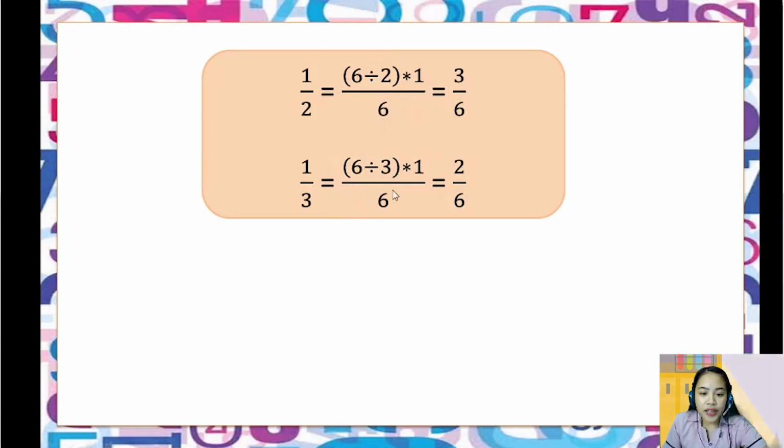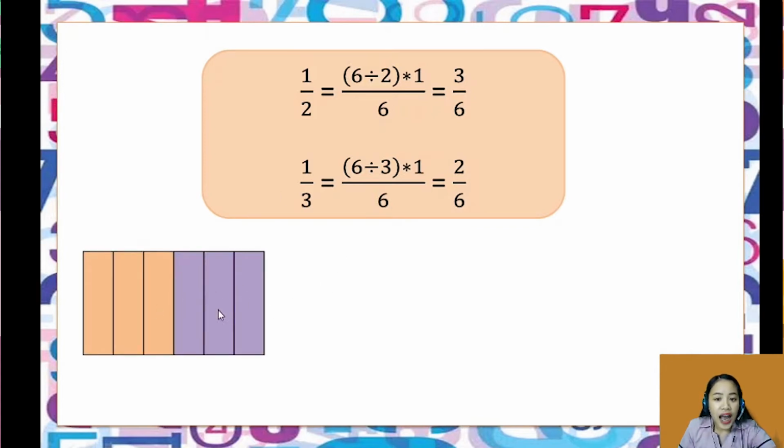Isulat natin agad yung bagong LCD. Ang bagong LCD is 6. Si 6 na bagong LCD, i-divide natin sa dating denominator. So, 6 divided by 3 is 2. Ita-times natin si 2 sa dating numerator. So, 2 times 1 is equal to 2. 2 over 6.